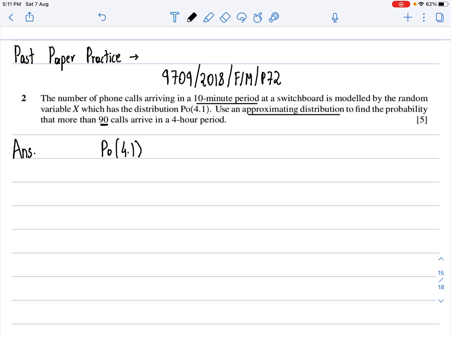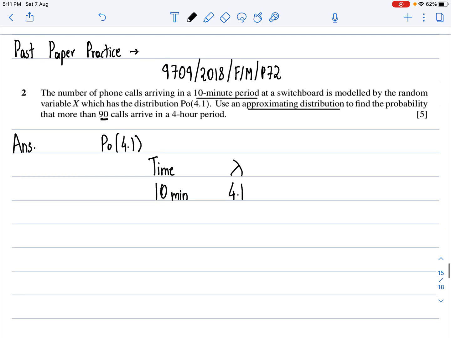So I write time here and I write lambda here. I know in a 10-minute period, this is in minutes, you always need to see the unit. The lambda which I have is 4.1. But here you see there's a 4-hour period. So first you need to convert hours to minutes. I know 4 hours is 240 minutes, so I simply write 240 here. So the lambda in 240 minutes will basically be 4.1 divided by 10 multiplied by 240.